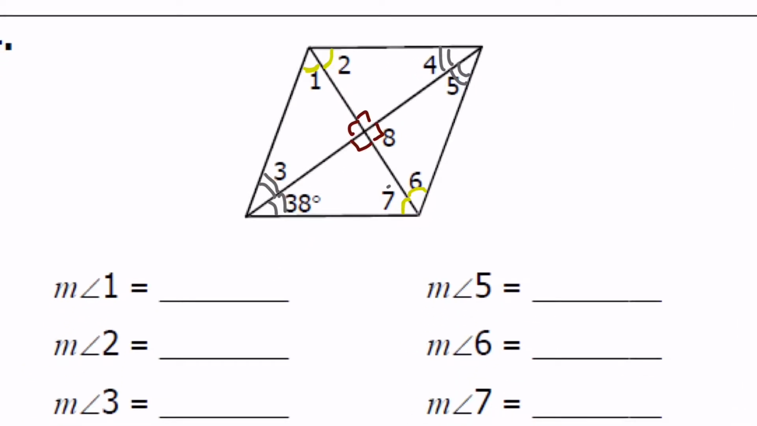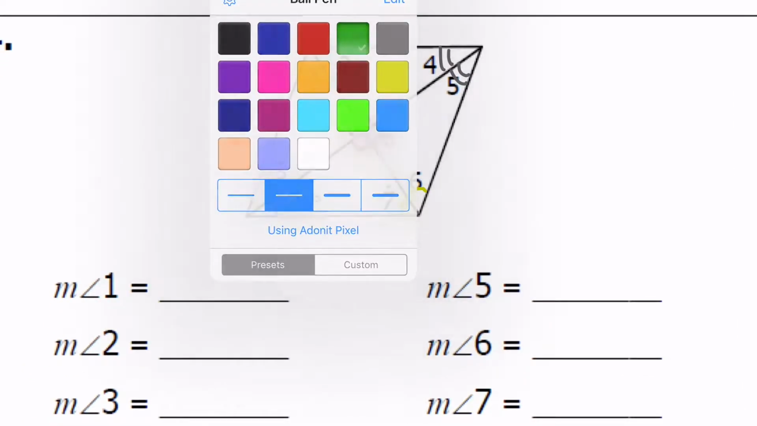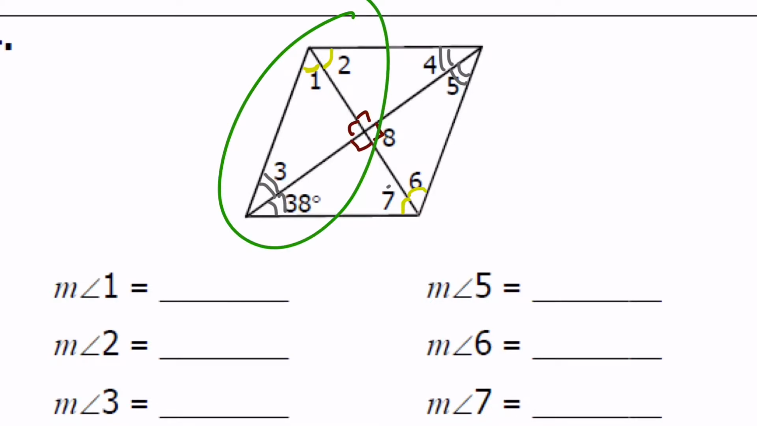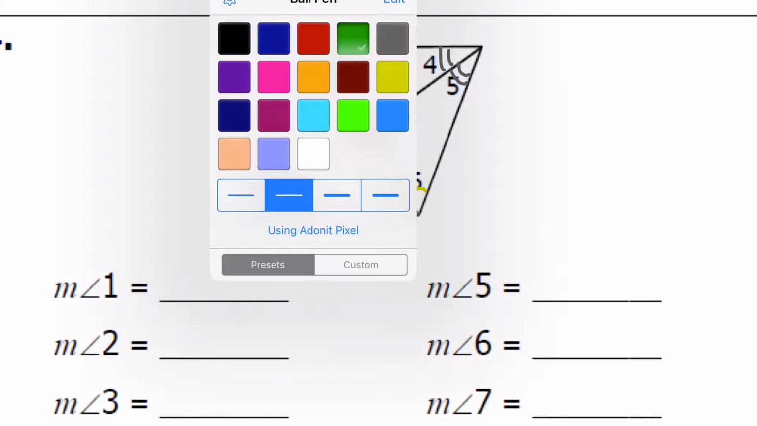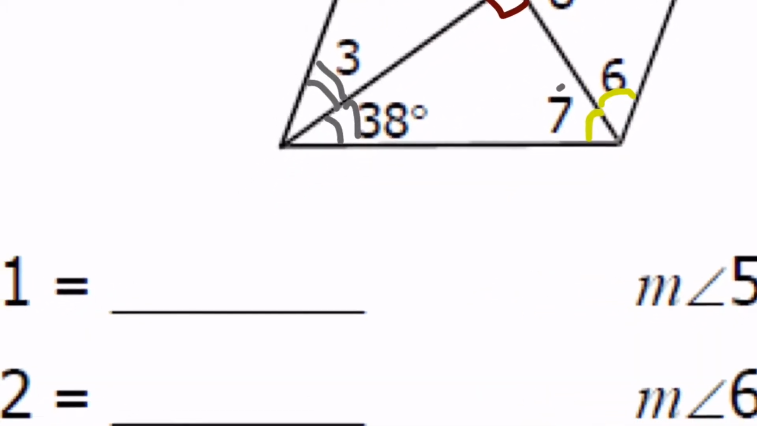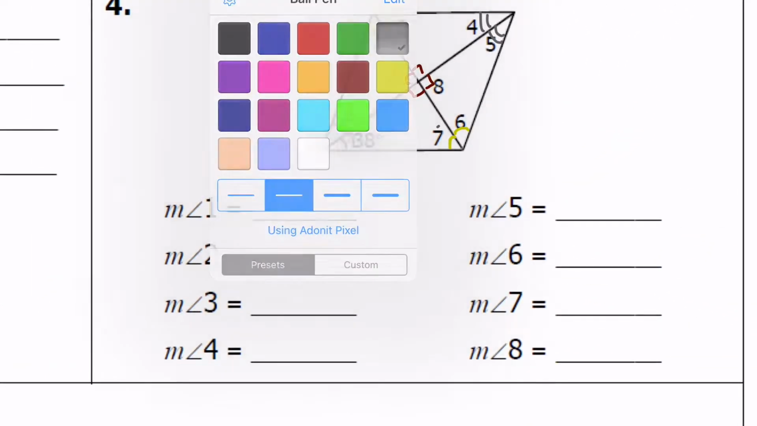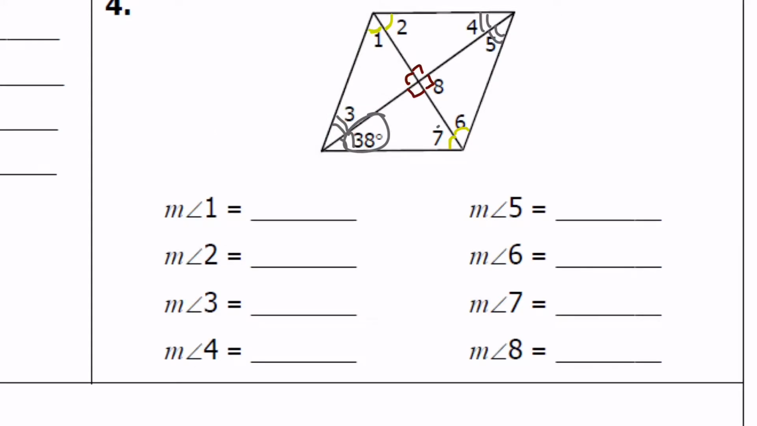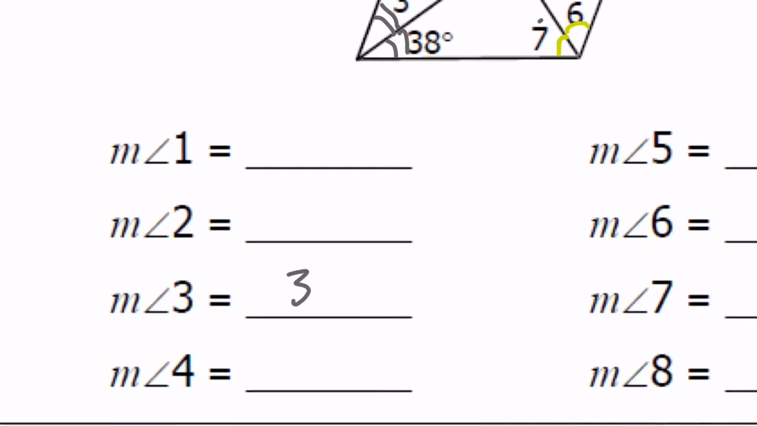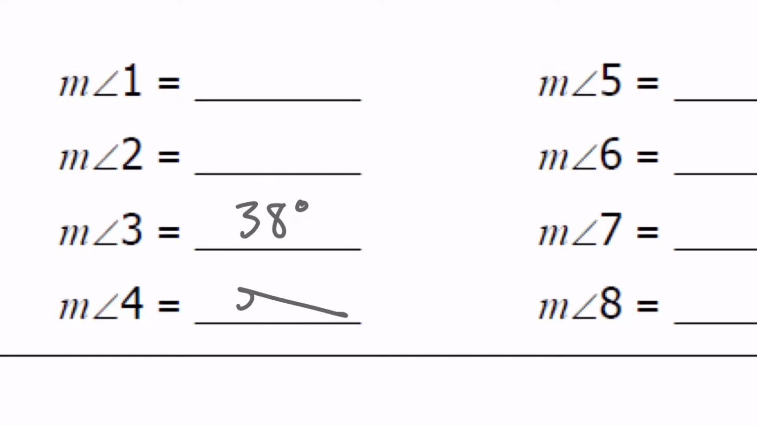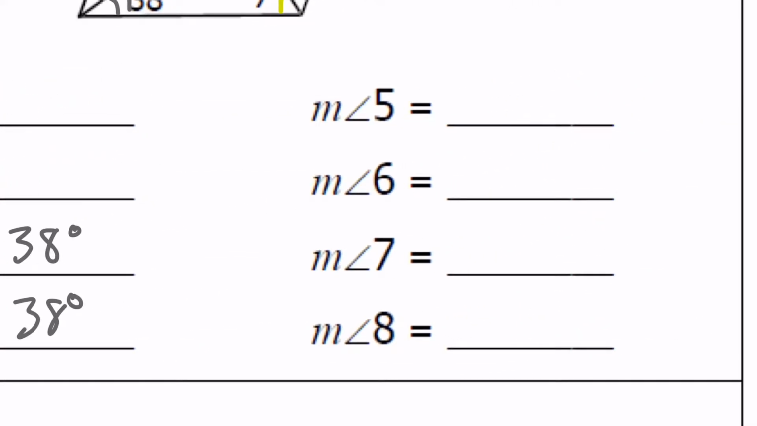And then also remember still, consecutive angles add up to 180. So if I want to find, well, I can automatically do 3, 4, and 5 just because I know this one right here is 38. And those are all congruent. So angle 3 is 38 degrees. Angle 4 is 38 degrees. And angle 5 is 38 degrees.